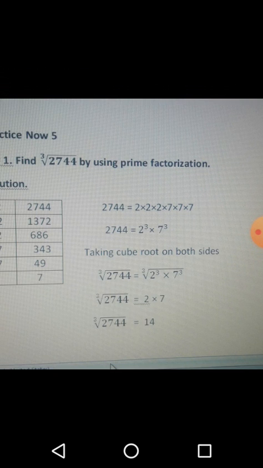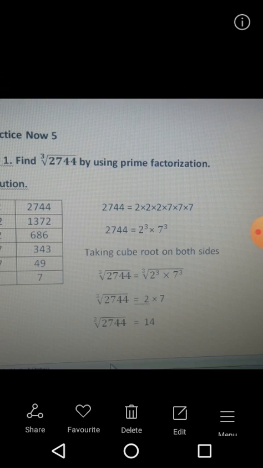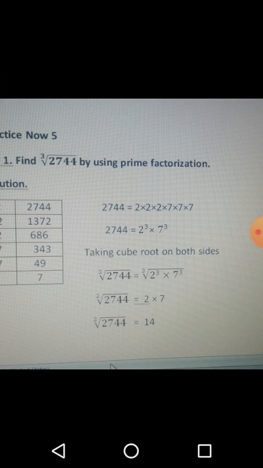Now taking the cube root on both sides, 3 divides the power of 2, which is also 3. Then the power of 2 will become 1. Also the power of 7, which is divided by the cube root, which is 1 by 3, will become 1. Now we multiply 2 by 7. The answer will be 14. The cube root of 2744 is 14.